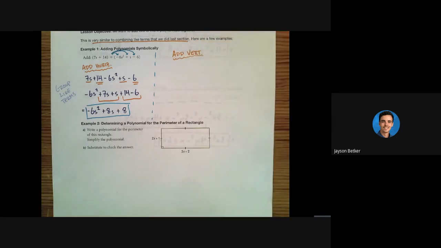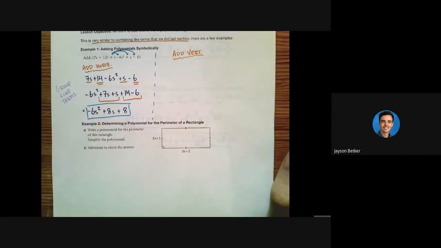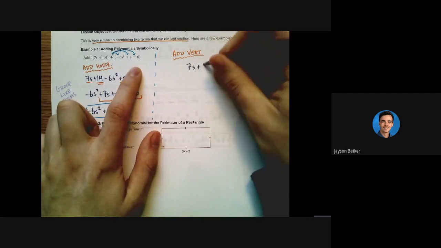Okay, adding them vertically. So let's rewrite what we got here. You know what? I'm not going to rewrite it. I'm going to jump right into it because I'm going to run out of room if I do. So we're going to take this first term and put it on the top of our vertical addition. So 7s plus 14. And then we're going to line up our second term here with this one.